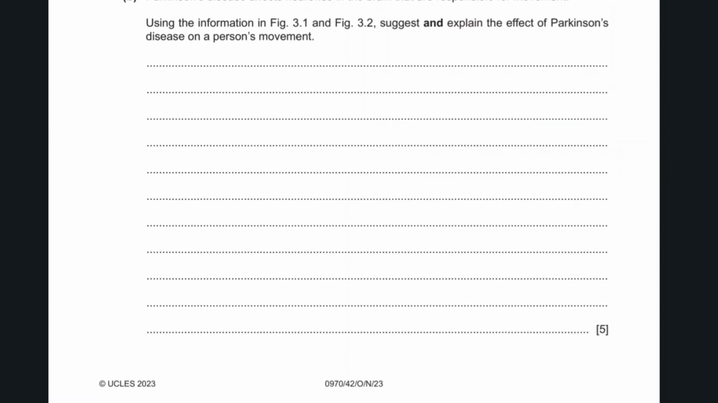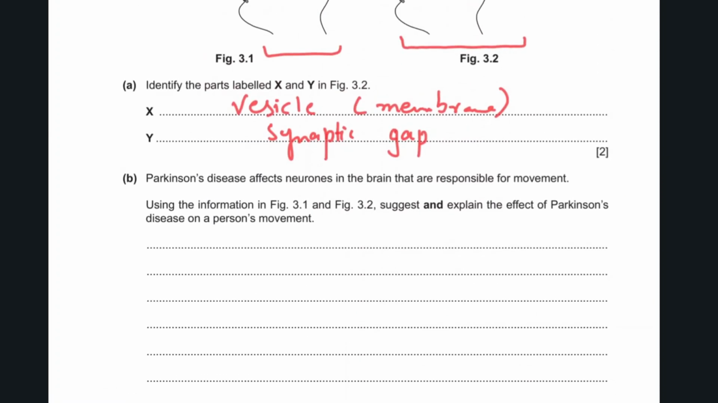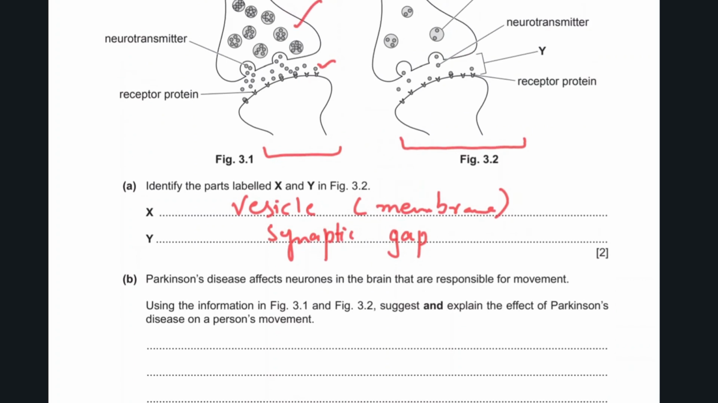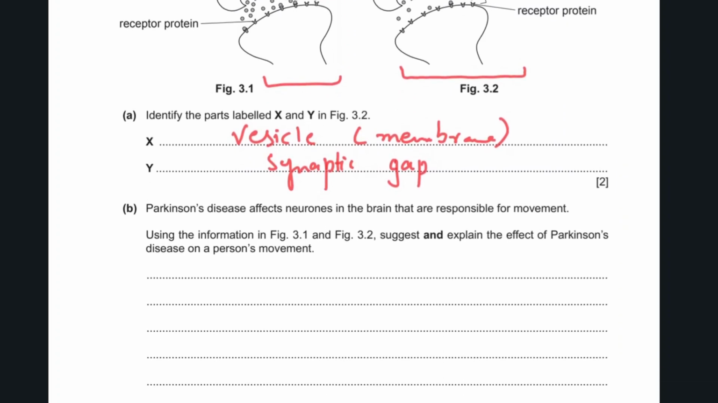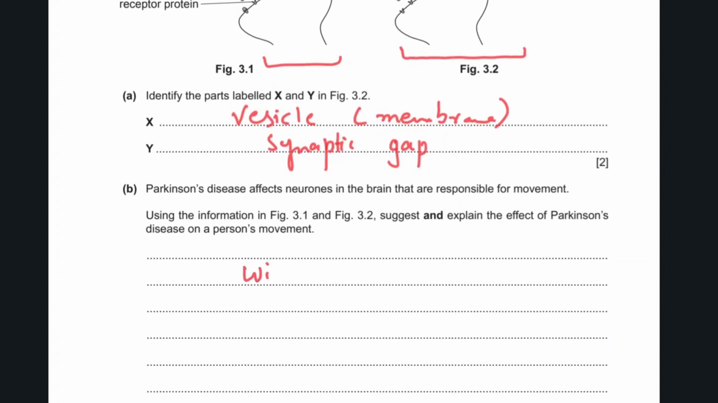If we look at the question, this is a 5-mark question about Parkinson's disease and the neuron, and the answer is in the diagram. You can see easily how it is different. The person who has Parkinson's, you can see that with Parkinson's there are fewer vesicles, less neurotransmitter release.